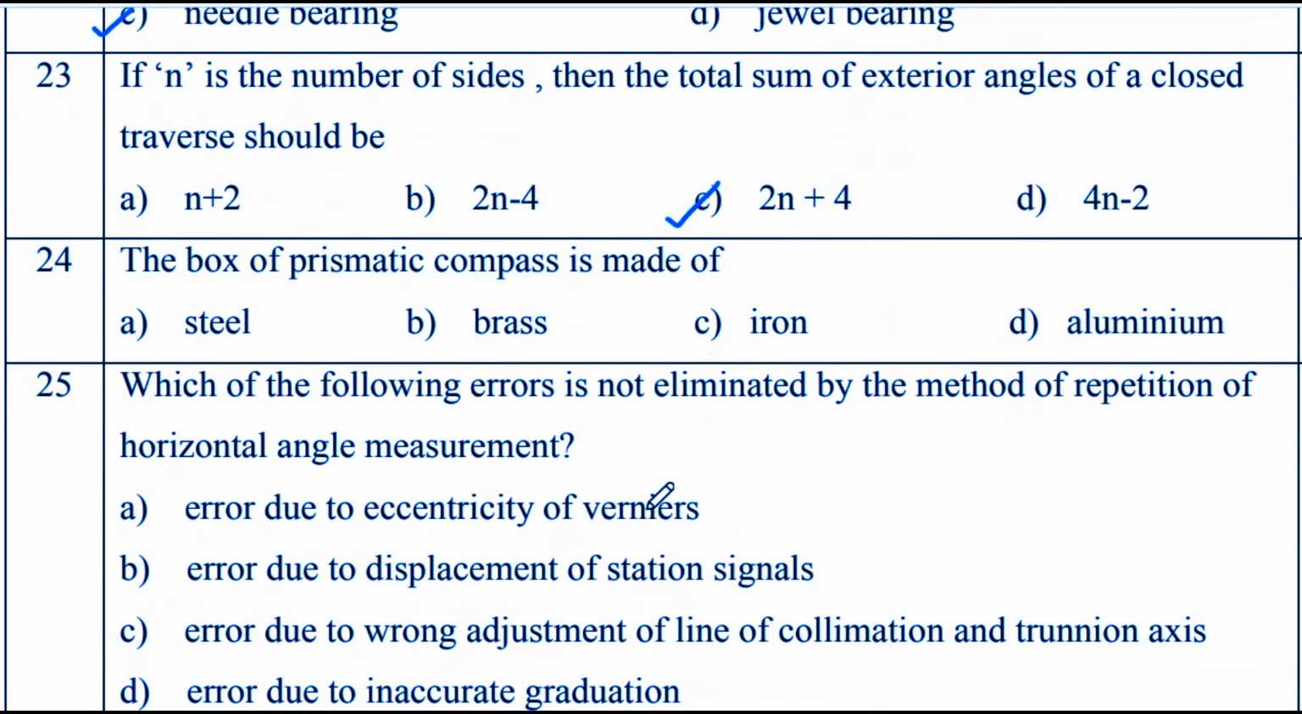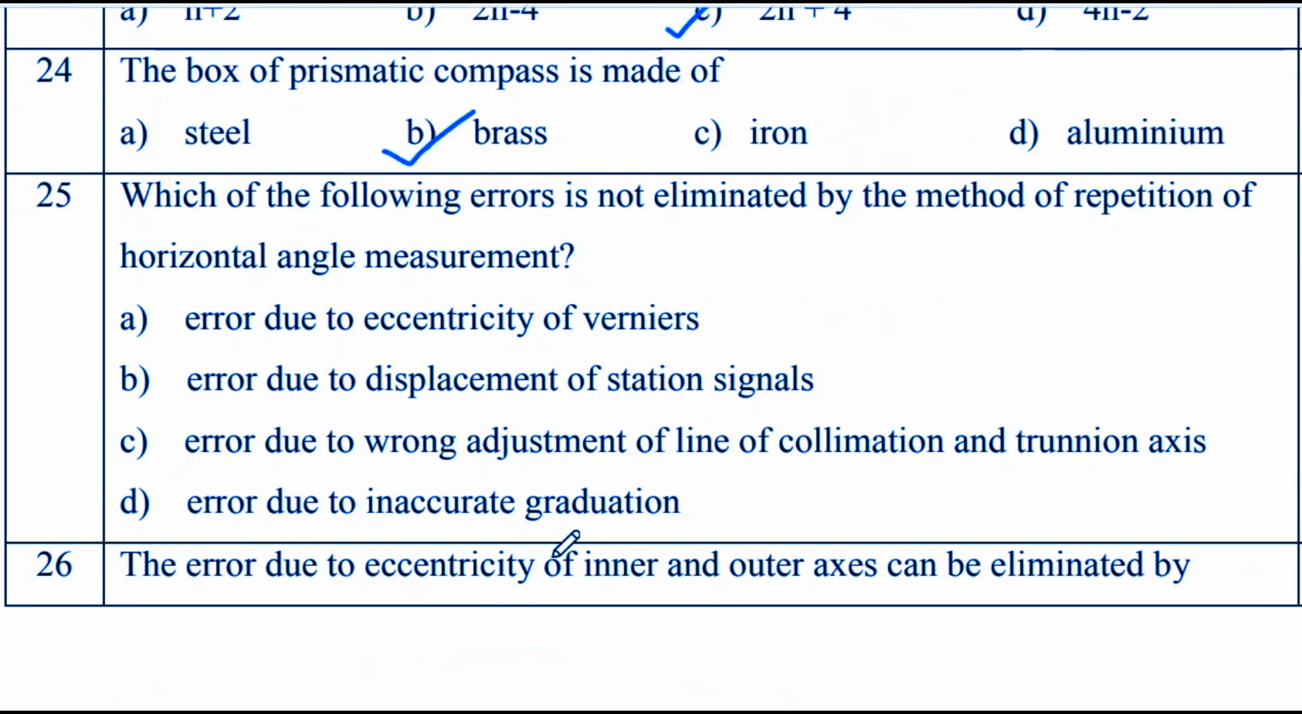The box of prismatic compass is made of brass. Which of the following errors is not eliminated by the method of repetition of horizontal angle measurement? Read the options. Error due to displacement of a station signal cannot be eliminated by the method of repetition of the horizontal angle measurement.